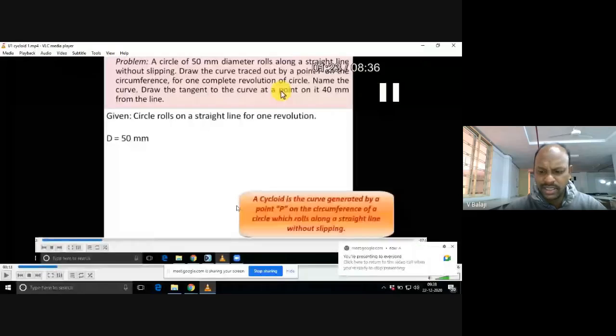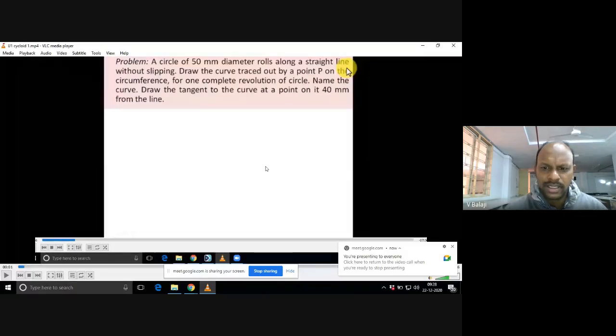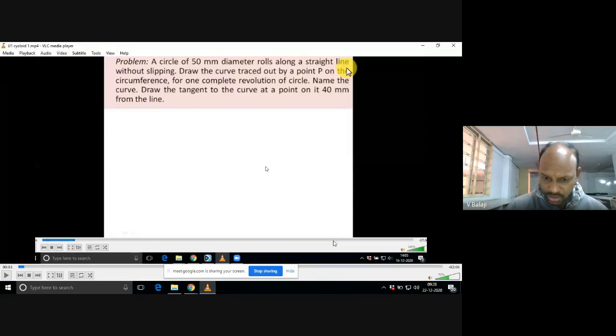Can you see the screen? Yes, sir. I am reading the problem for you. A circle of 50 mm diameter rolls along a straight line without slipping. Draw the curve traced out by a point P on the circumference for one complete revolution of the circle. Name the curve. Draw the tangent to the curve at a point on it 40 mm from the line. First of all, listen carefully. Thereafter, you can ask questions.